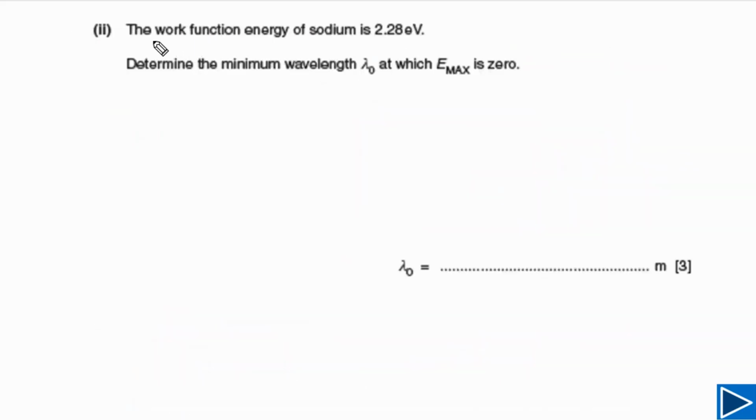For this part, it is given to us that the work function energy of sodium is equal to 2.28 electron volts and E max is 0, meaning the kinetic energy maximum of the photoelectron is 0. This is also given to us. What we need to find is the minimum wavelength. For this question we need to use Einstein's equation of the photoelectric effect, and that equation we have already discussed in part A.